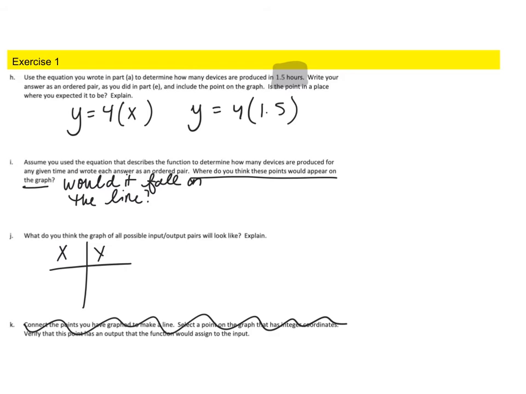All right, for the first one, you should have got that y equals 6. So in 1.5 hours, 6 devices are made. So would this fall on the line? Absolutely. So if we had 1.5 for our x and 6 for our y, yes, it would fall on the line.